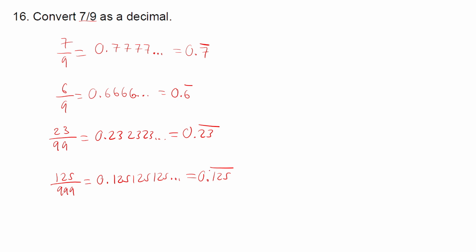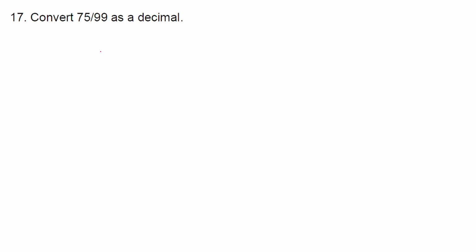We will proceed with the next number, 17. I just gave an example a while ago, so there's no need for me to further explain this one. 75 over 99 is going to be 0.757575 and so on and so forth, or that's also equal to 0.75 with a bar on top. I hope the first two items here are clear. Let's proceed to number 18.